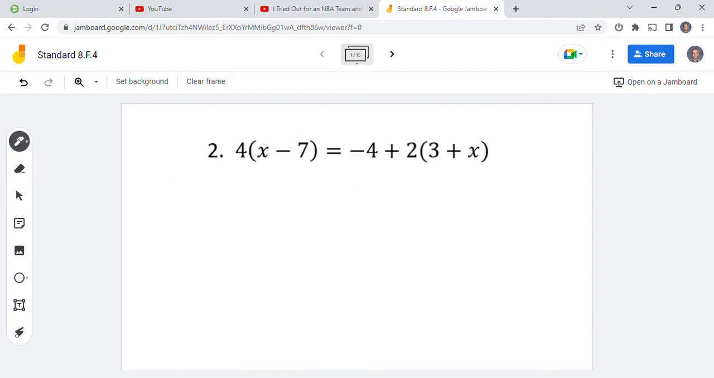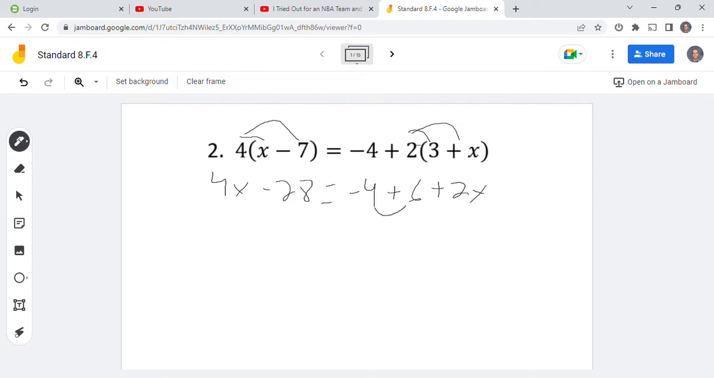We're going to start question number 2 by distributing over on the left and the right hand side here. 4 times x gives us 4x. 4 times negative 7 is negative 28. And on the right hand side we have negative 4 plus 2 times 3 is 6 and 2 times x is positive 2x. From here we can start to get our like terms together.